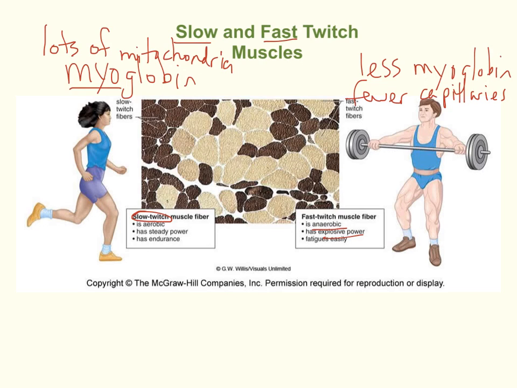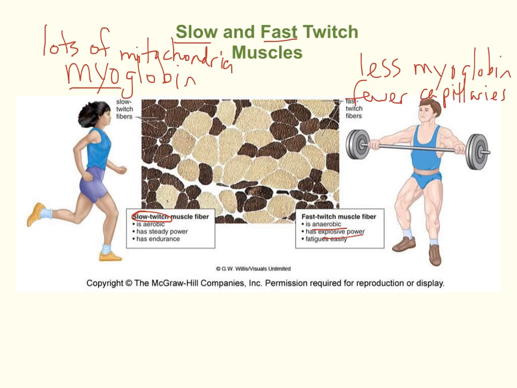So here's a question for you to ponder. What type of meat would you expect to find in the breast of a migratory duck that flies long distances, and why would you expect that? We can talk about that in class later.